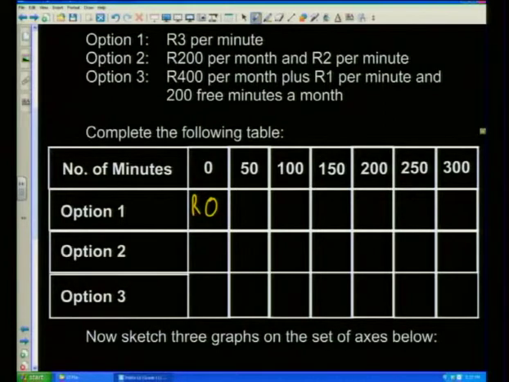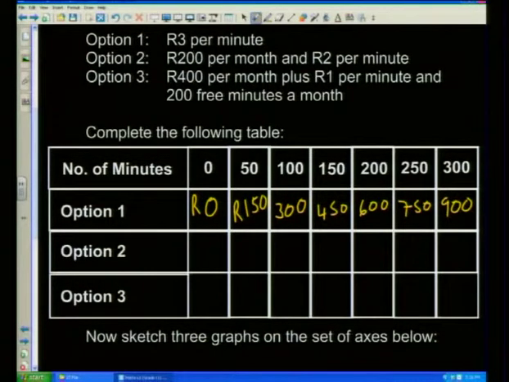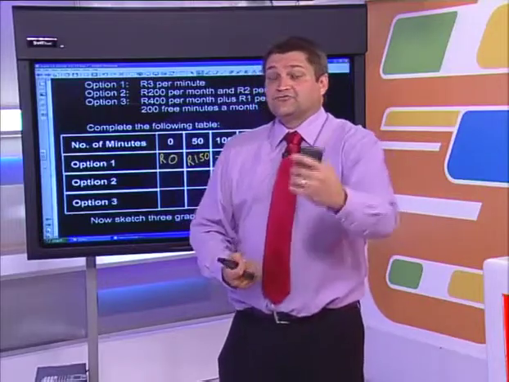If I made 50 minutes worth of calls, I'm going to land up paying 3 Rand for every one of those minutes. So I'm now going to pay 3 times 50 is 150 Rand. 100 minutes, 300 Rand. 150 minutes, 450 Rand. 200 minutes, 600 Rand. 250, 750 Rand. 300, 900 Rand. How am I getting these figures? I'm timesing the number of minutes that I speak by 3 Rand.